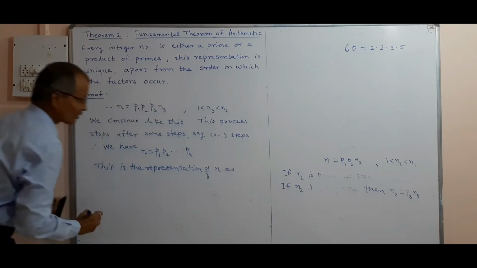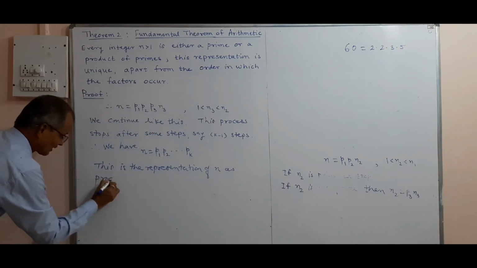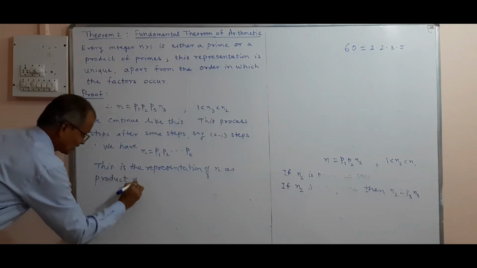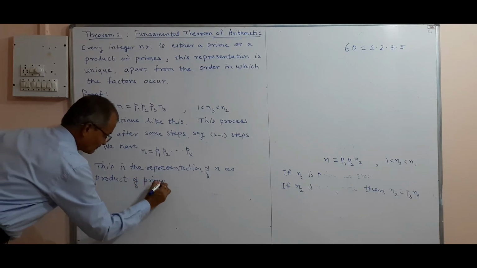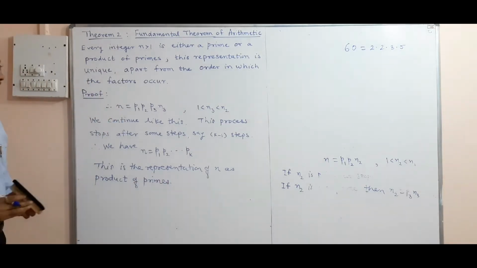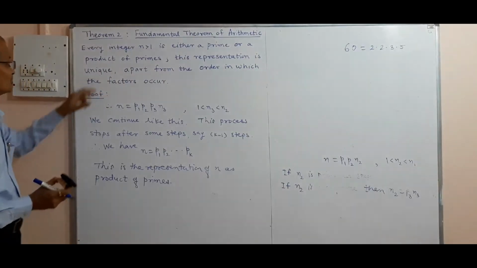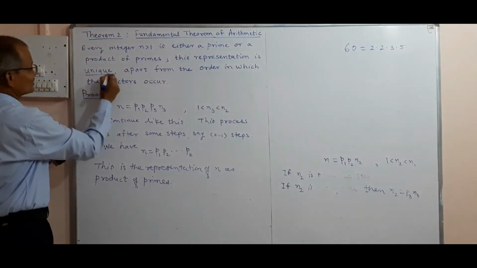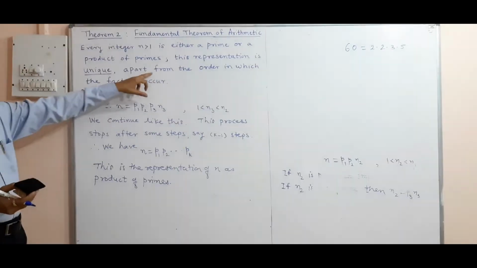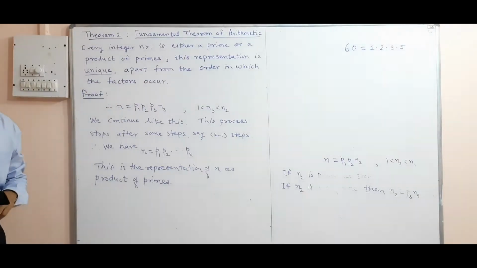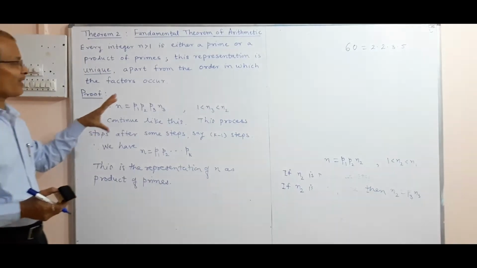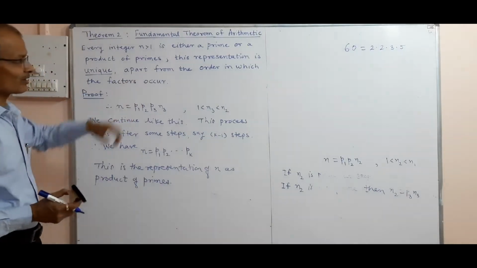N as a product of primes. Now this doesn't complete the proof. What we have to further prove is that this representation is unique. This is unique apart from the order in which the factors occur. So meaning, the factors must be the same, not the order.